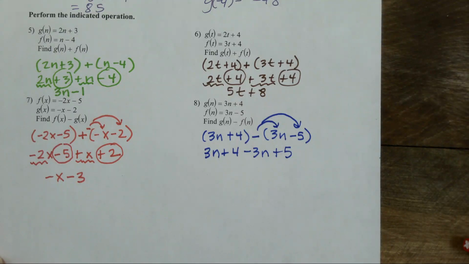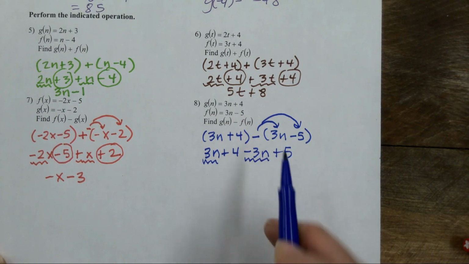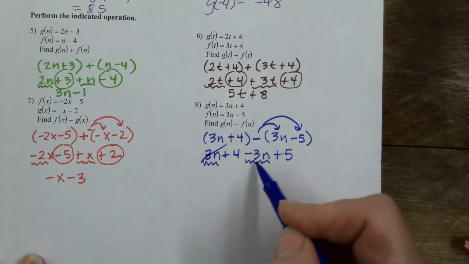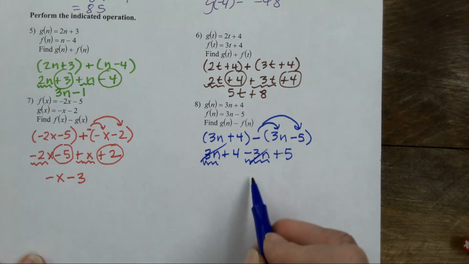What goes together? The 3n. 3n minus 3n is 0. Do I need to write it? No, they cancel each other out. I can just kind of cross them out. They're gone. 4 plus 5. Final answer.